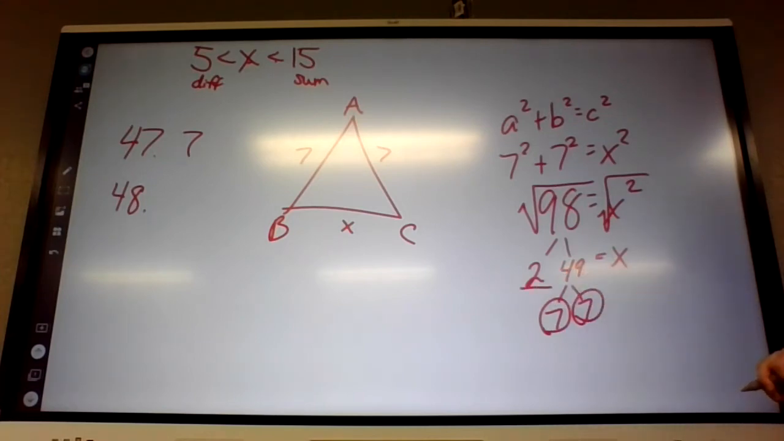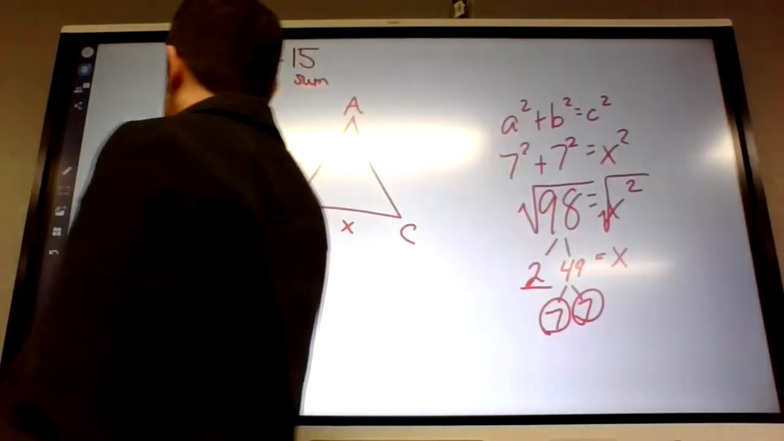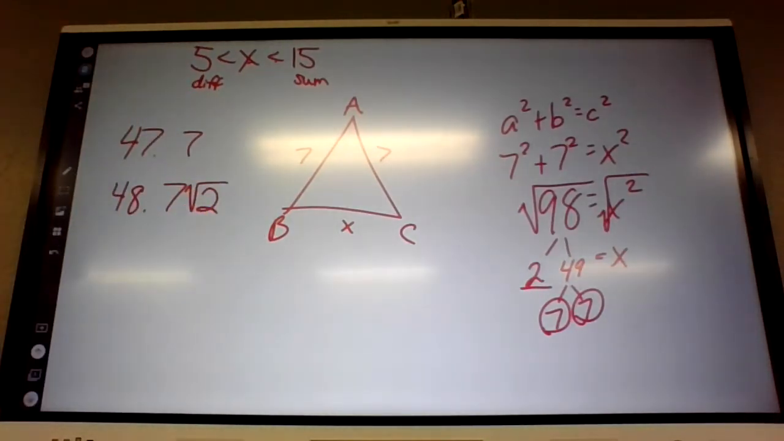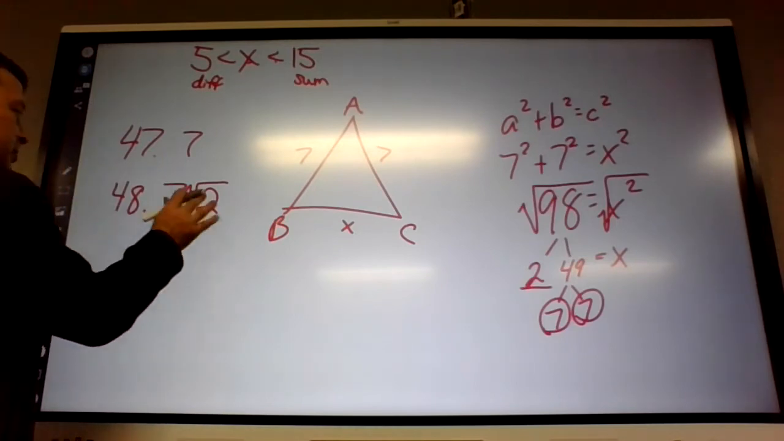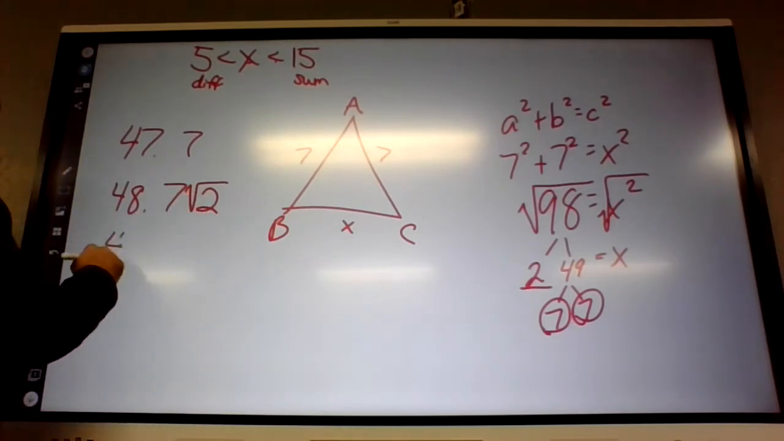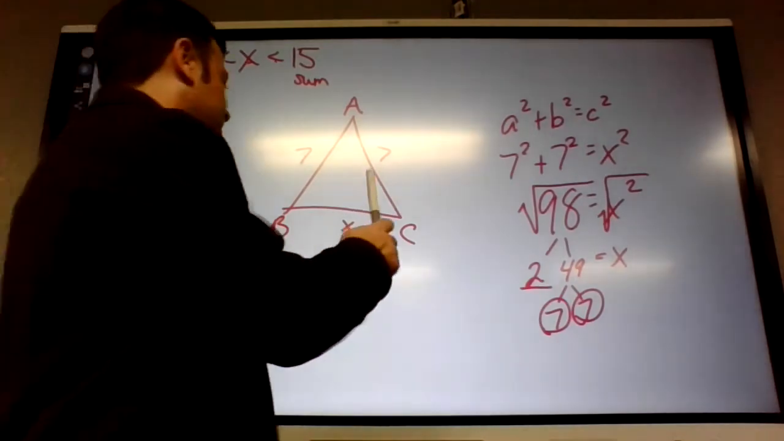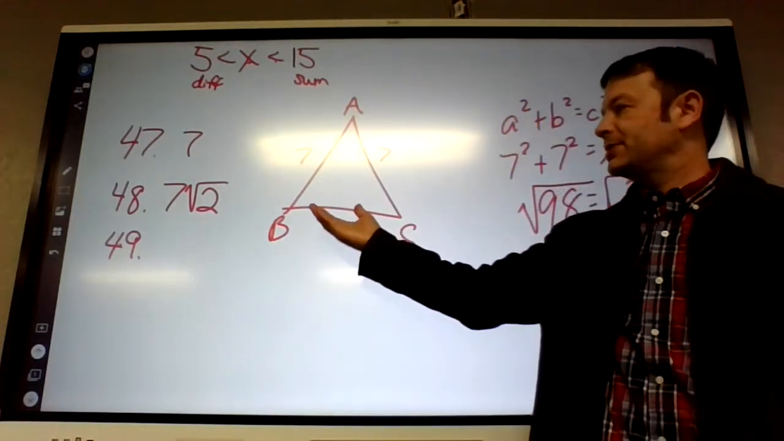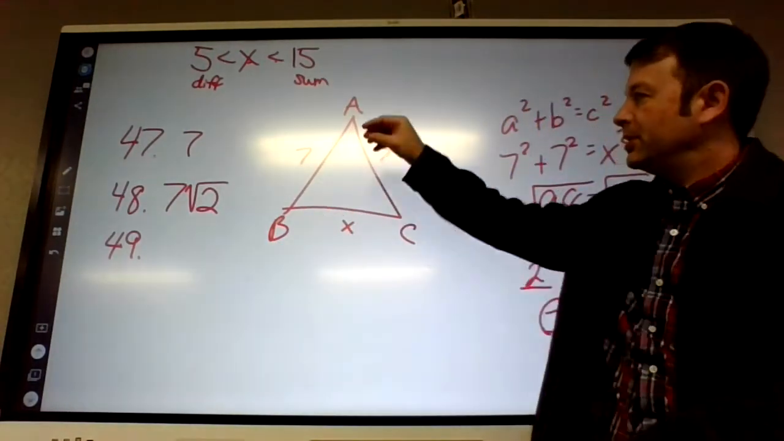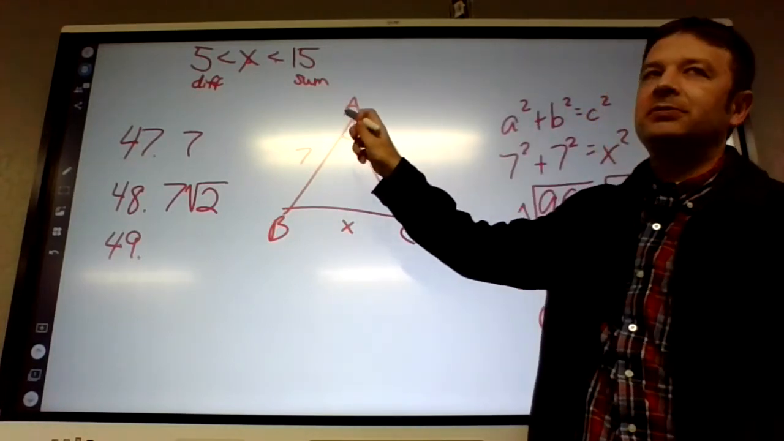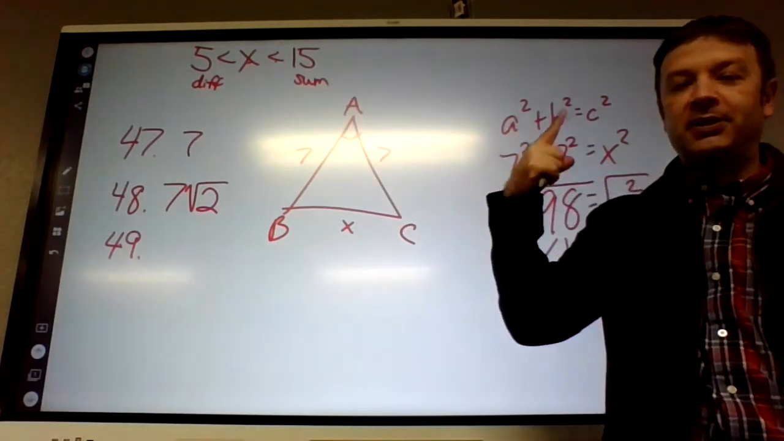7 square root of 2. Okay, that's 48. Seven square root of 2 as a decimal is probably like 9 point something, 10 point something. But we're just going to leave it like that. So what we just said is if we make x 7 square root of 2, that would basically open this triangle up until A turned into a right angle. Does that make sense? You kind of need to understand that to do the next part.